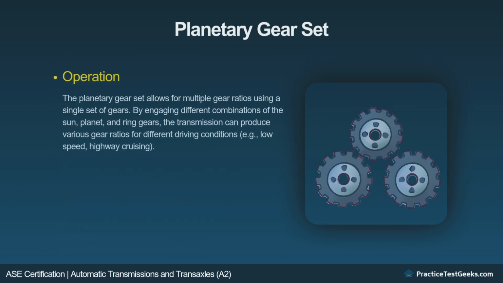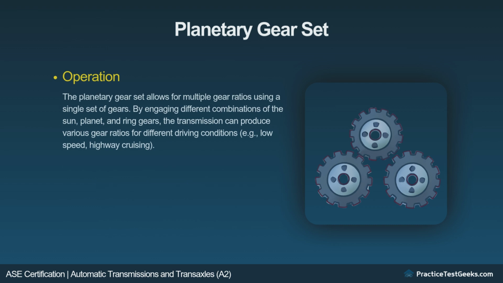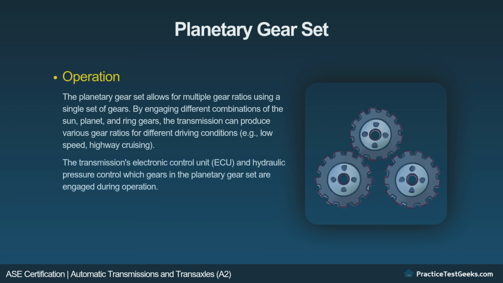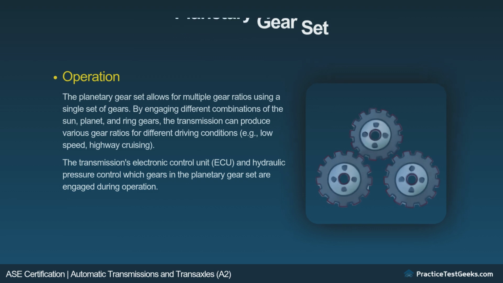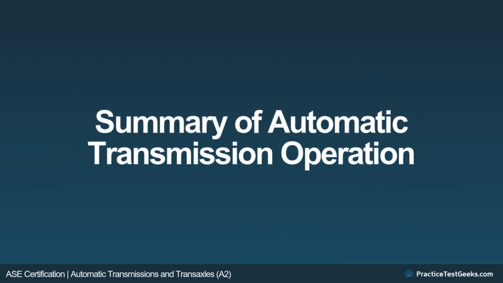Operation. The planetary gear set allows for multiple gear ratios using a single set of gears. By engaging different combinations of the sun, planet, and ring gears, the transmission can produce various gear ratios for different driving conditions. The transmission's electronic control unit, ECU, and hydraulic pressure control which gears in the planetary gear set are engaged during operation.